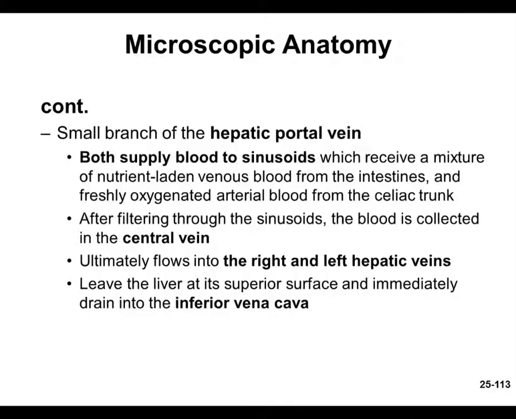So again, you have a small branch of the hepatic artery coming in, you have a small branch of the hepatic portal vein, and both of those blood supplies are going to mix here in the liver. So you have incoming oxygenated blood mixing with nutrients coming in from the portal vein. And eventually, all this blood is going to be filtered through these sinusoids, with a lot of those macrophages there to destroy things. And all of this blood with its nutrients is now going to leave the liver through the hepatic veins, left and right, which will then merge into the inferior vena cava.